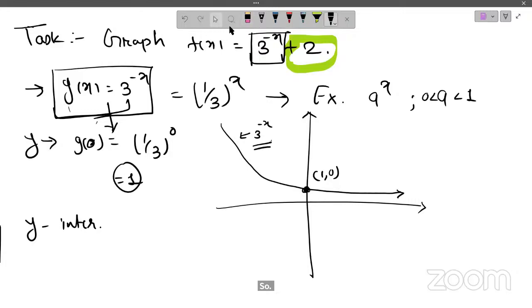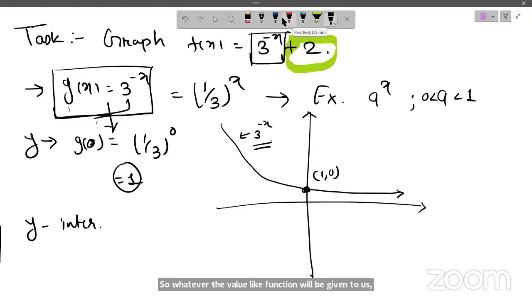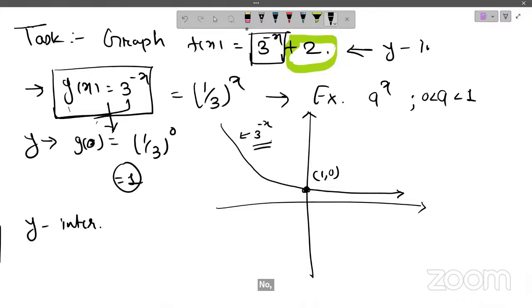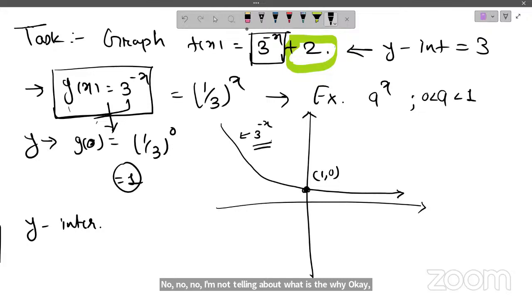Whatever the function will be given to us, we have to always look at the x term and calculate the y-intercept, irrespective of what is being added or subtracted. No, I'm not telling about the y-intercept of f(x). The y-intercept of f(x) is obviously 3 because if you put x equals 0, this becomes 3. I'm just telling that if I want to draw the graph of 3 to the power minus x, it will intersect at this point (1, 0). That much you have agreed? Yes, ma'am.